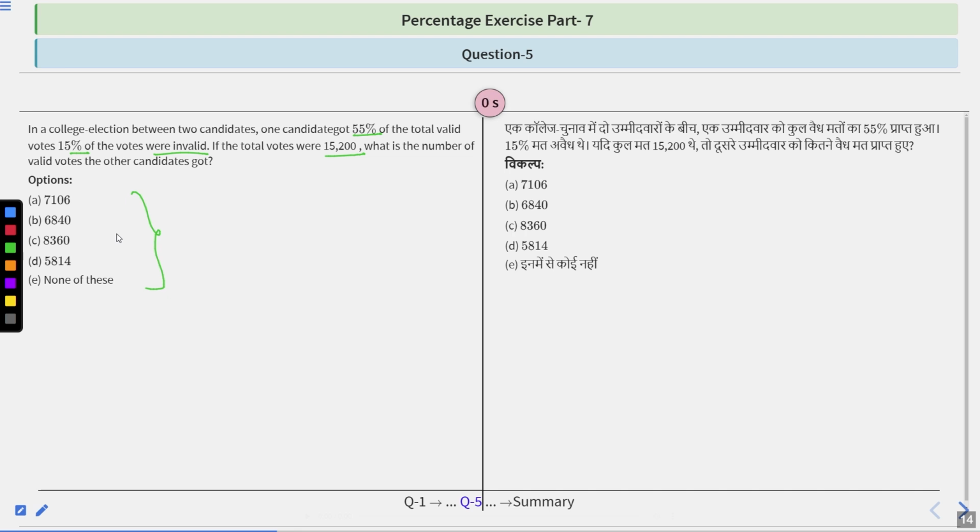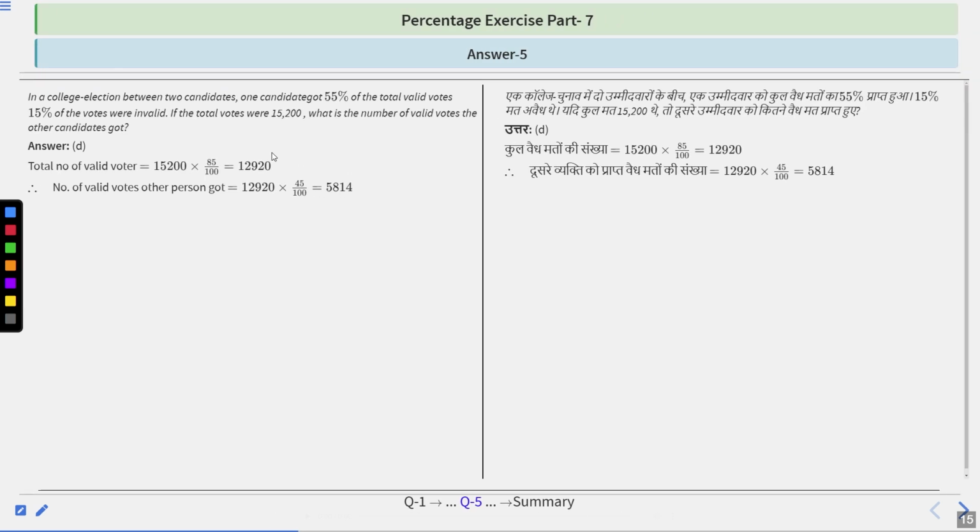Now time's up. Let's see the solution. Total number of valid votes is 15,200 multiplied by 85 by 100, because the question says that 15% of votes were invalid. So 85% of votes will be valid. When we calculate it, we get 12,920 votes are valid. Now, 55% of votes were got by one candidate, so 45% of votes were got by the other candidate. So what will be 45% of 12,920? When you calculate it, you get 5,814. This is the correct answer.